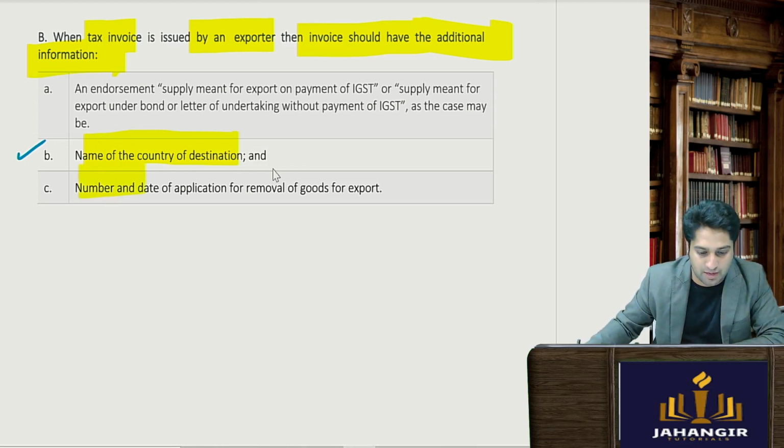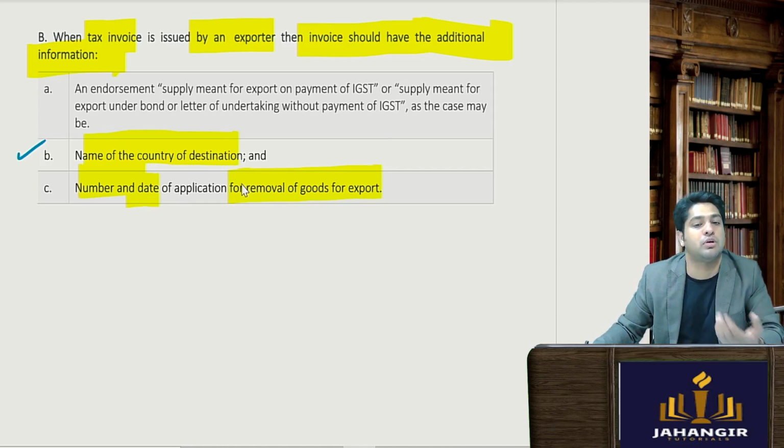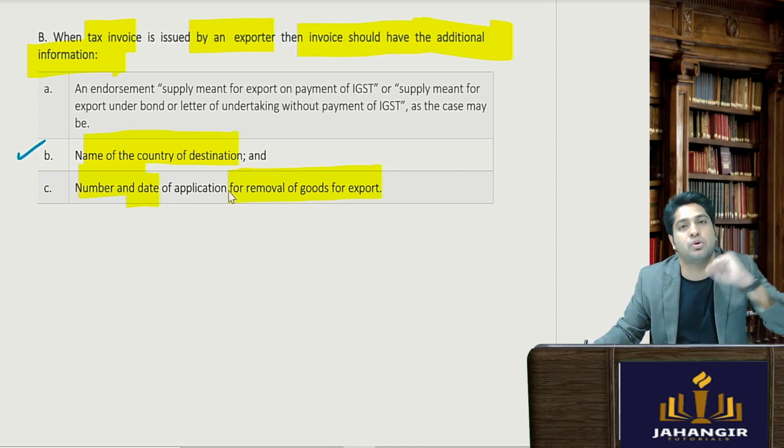Name and date of application for removal of the goods for export. So name and date of application for removal of goods for export. So when are you going to export the goods? That also should be given.